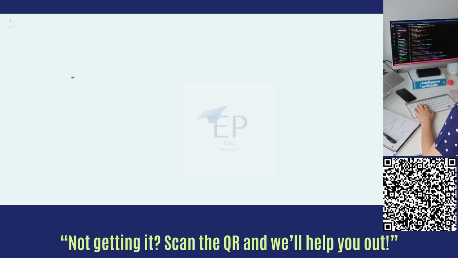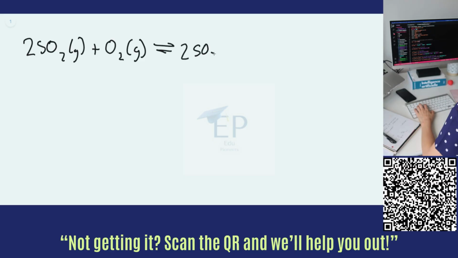So this problem gives us the reaction 2 SO2 gas plus O2 gas reversibly forms 2 SO3 gas and gives us a Kp of 0.355 at 950 Kelvin. And so the first thing we want to do is, since they give us the number of moles of our reactants, we want to find the pressures of our reactants.